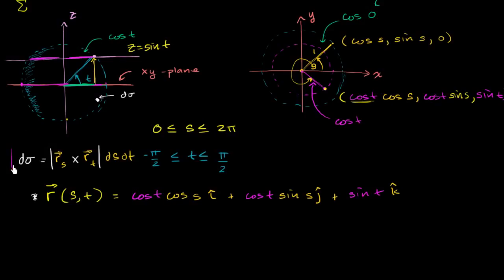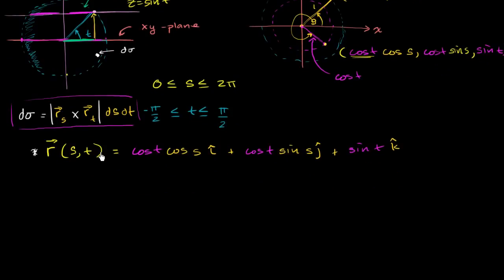It's a pretty simple looking statement, but as we'll see, taking cross products tends to get a little bit hairy, especially cross products of three-dimensional vectors. But we'll do it step by step. Before we even take the cross product, we first have to take the partial of this with respect to s, and then the partial of this with respect to t. So first let's take the partial with respect to s. The partial of r with respect to s.